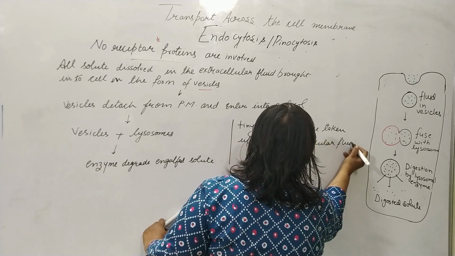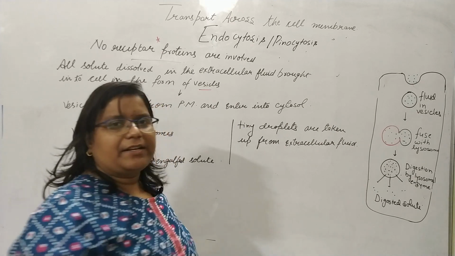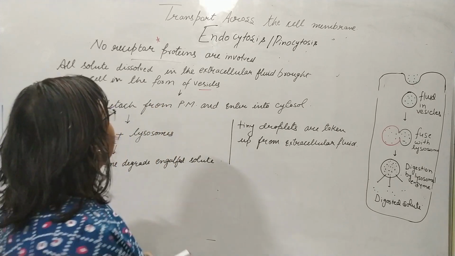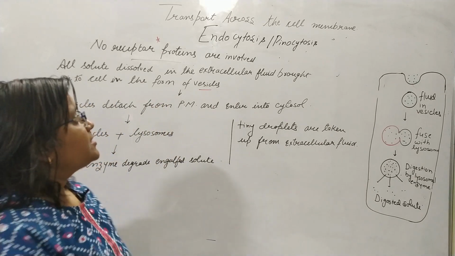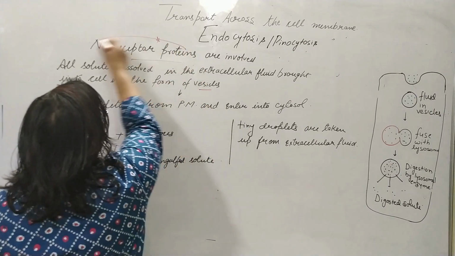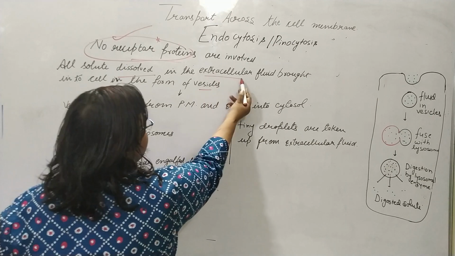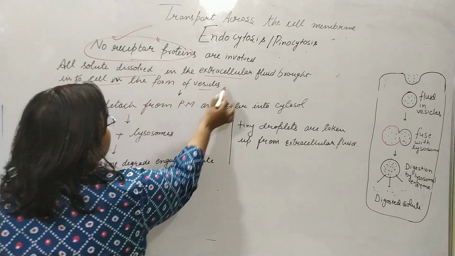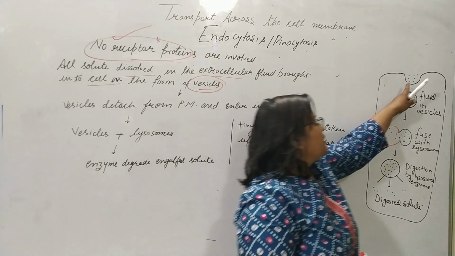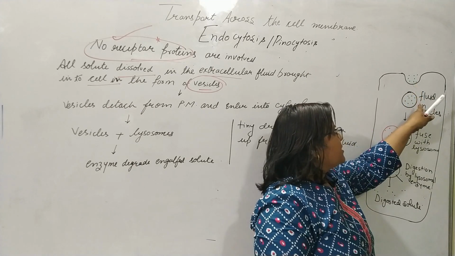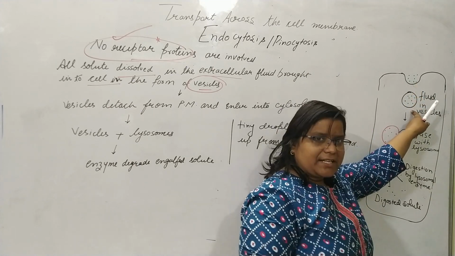Here tiny droplets are taken in the form of a vesicle. The main thing is that no receptor proteins are involved in this process. All the solutes dissolved in the extracellular fluid are brought into the cell in the form of a vesicle. Here the solid particles or the fluid are taken in the form of a vesicle.